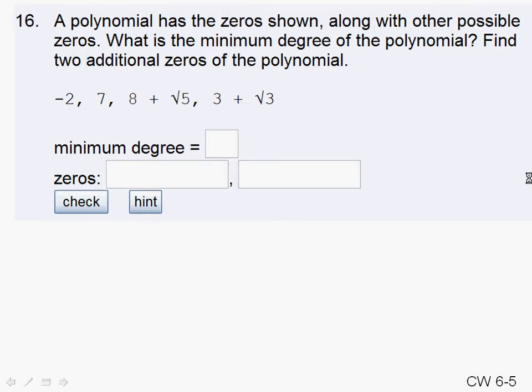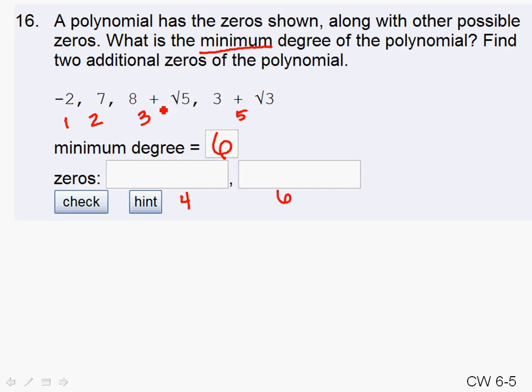Number 16 says a polynomial has the zeros shown along with other possible zeros. What is the minimum, notice it says minimum, degree of the polynomial? So if we have 1, 2, this indicates that we have 3, this would be 4 down here. This is our fifth one, and then the other matching one would be our sixth. The minimum number of degrees we could have would be 6.